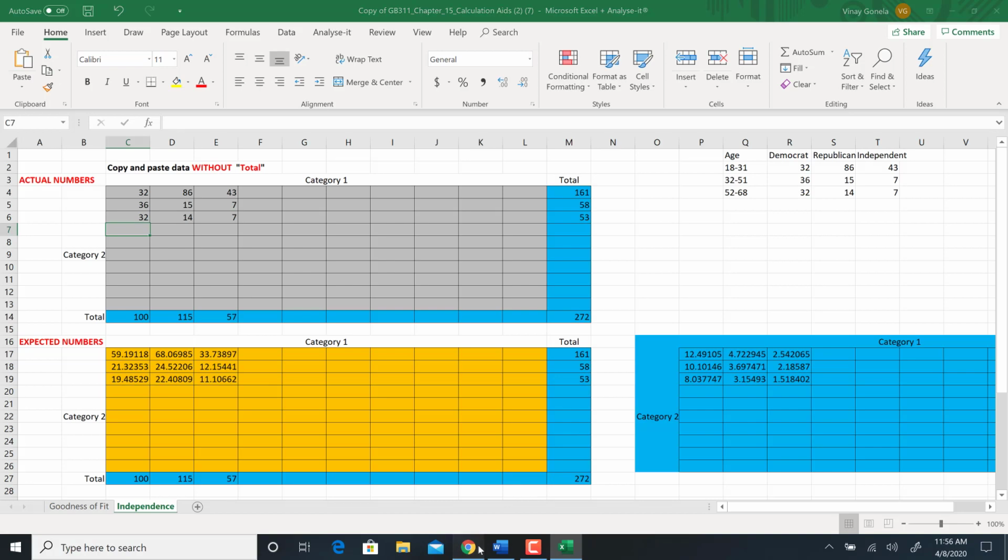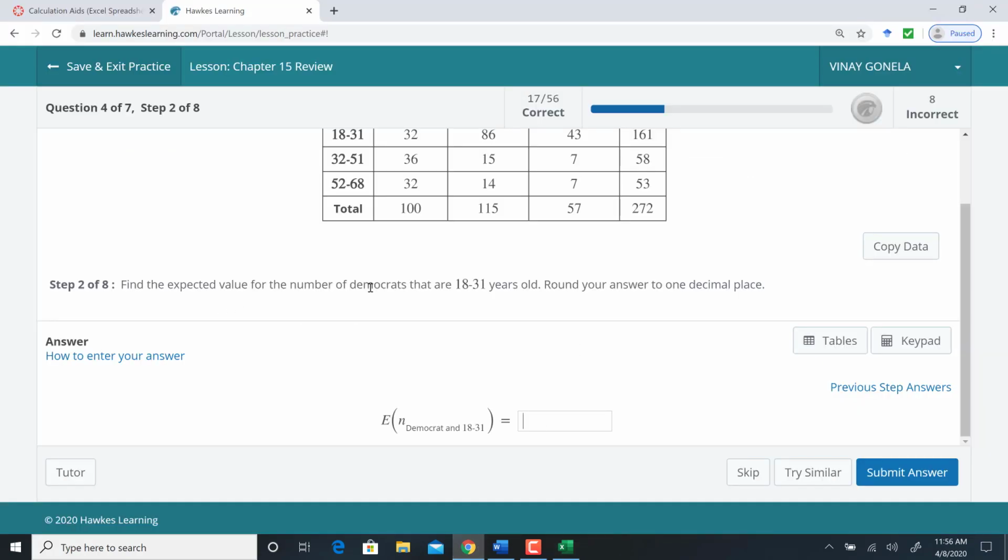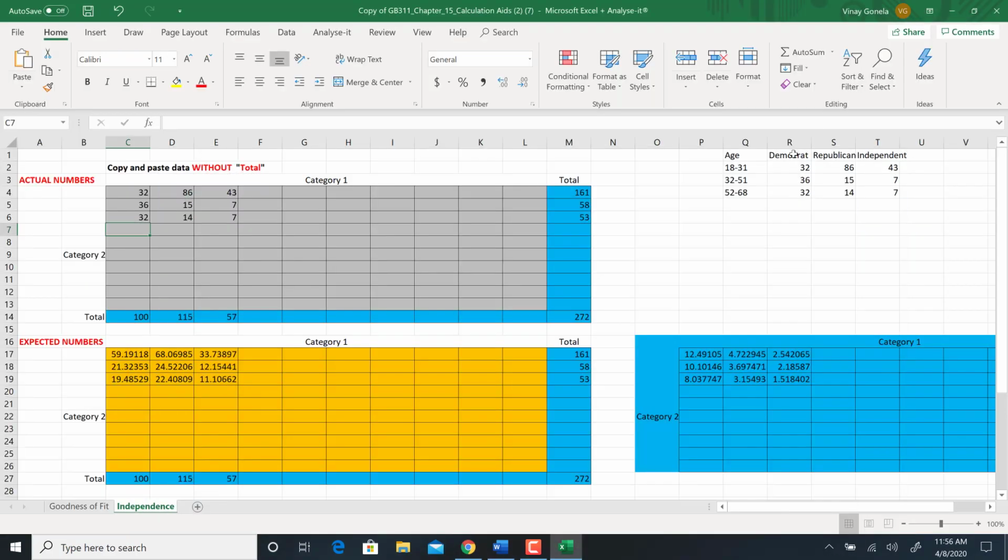So the question is, find the expected value for the number of Democrats that are 18 to 31 years old. This is the Democrat column, and 18 to 31 years is this row. So you are looking at these values for the expected value. The first cell would be your expected value. In this case your expected value is 59.19.